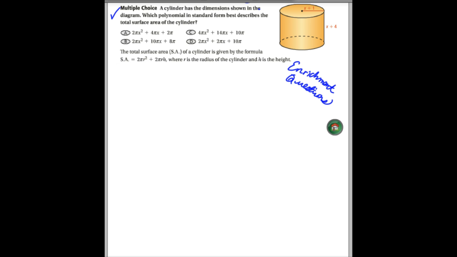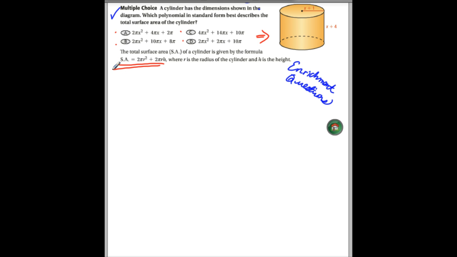So we've got a cylinder over here like a soup can, and I am supposed to figure out which one of these gives me the surface area. And you might be saying, well, how the heck do I know the formula for surface area? You don't need to. We will give it to you.